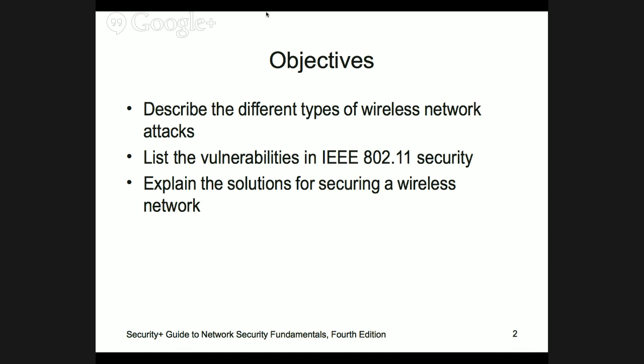So the objectives on wireless networks tonight, as far as attacks go, are the vulnerabilities in the IEEE 802.11, which is the family of security standards through IEEE. That's what it's called, the 802.11 document, white paper. Anything to do with Wi-Fi, that's what you're going to find. And we'll look at some solutions.